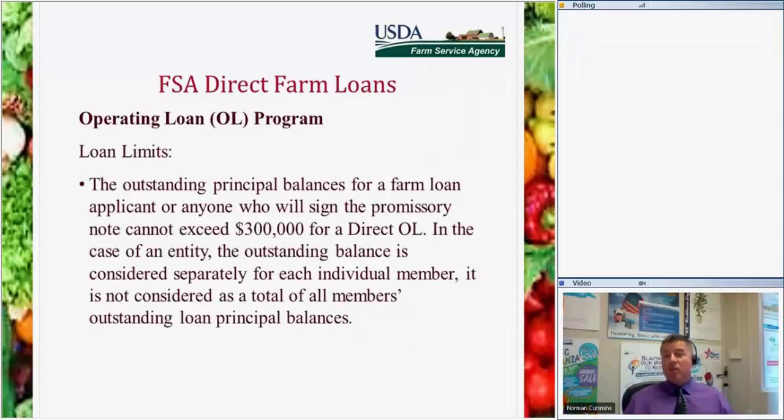And for the direct operating loan, our limit is $300,000. Now here's the catch. Let's say you've been farming for a while, so now you're able to get up to $300,000 from us. So you get a $300,000 direct loan.